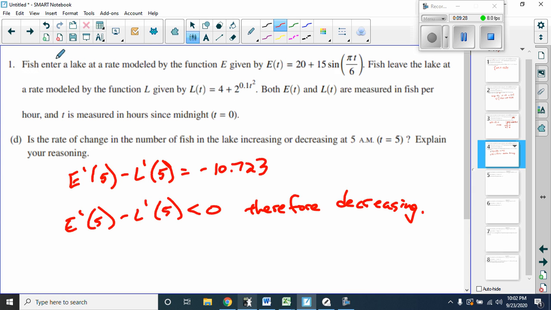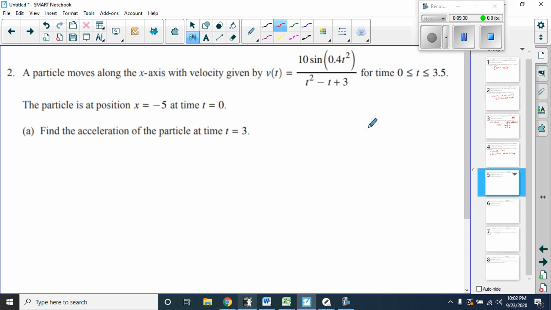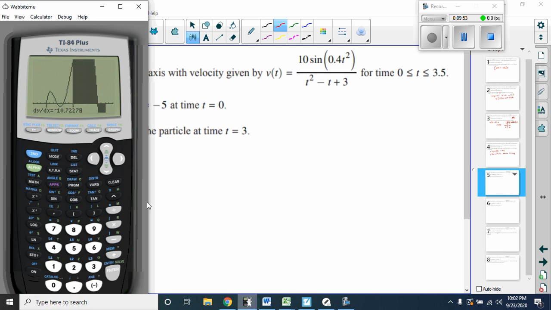The other one I want to take a look at is the position, velocity, acceleration type problems. Usually on these, this one here is a very typical problem in that they give you an equation for velocity, they tell you the particle's position at a certain time, and then they ask you some questions. This one is a calculator problem as well. So let's go ahead and graph that velocity there.